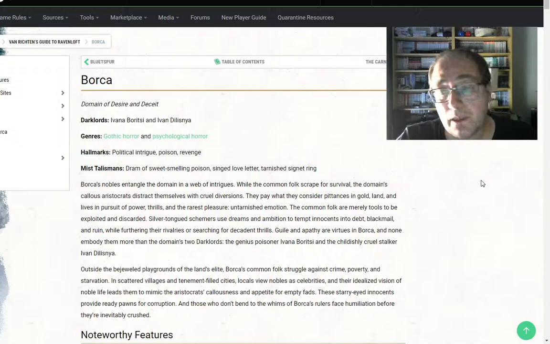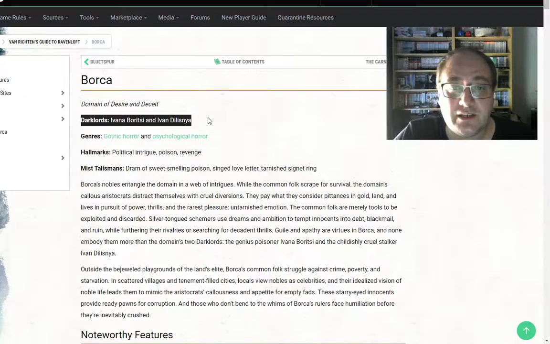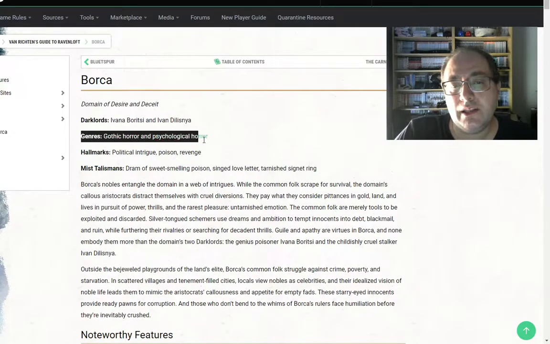But it's a domain that is ruled by 2 Dark Lords, Ivana Boritsi and Ivan Dilisnya, just like it was before. Except here, these Dark Lords have changed a bit. So this is one of those few domains where you don't have one Dark Lord. You actually have more than one, and they're, of course, struggling for power. And this domain is really all about gothic horror and psychological horror.